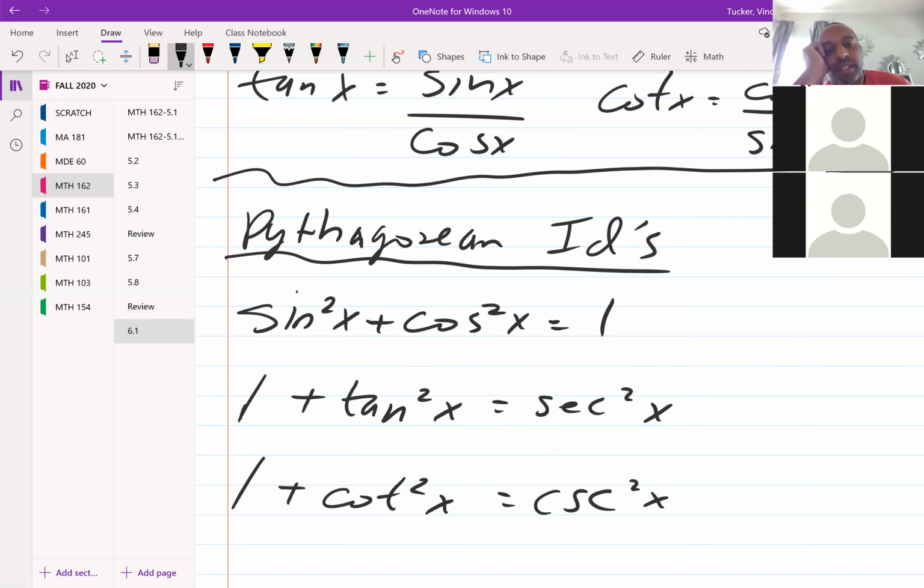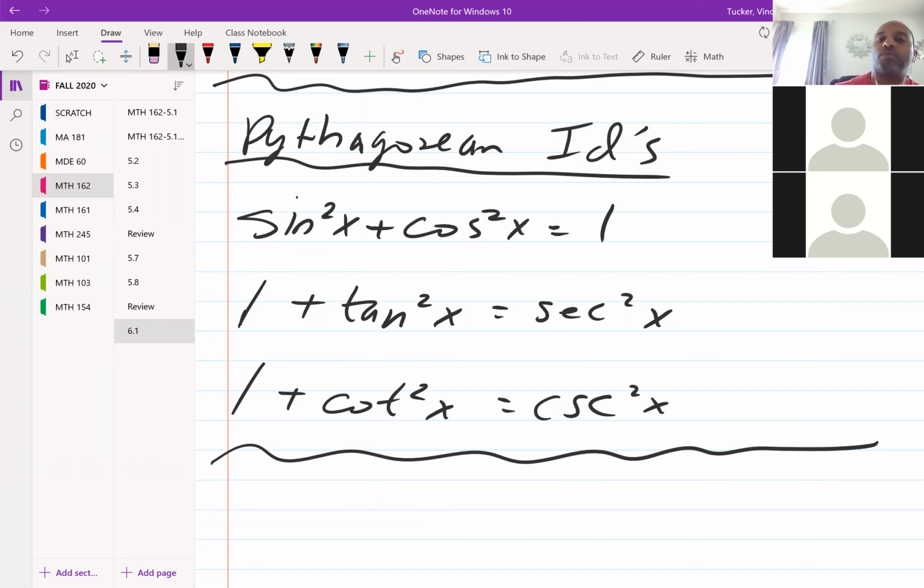Pythagorean identities: sine squared plus cosine squared is equal to 1. 1 plus tan squared is equal to secant squared. 1 plus cotangent squared is equal to cosecant squared.